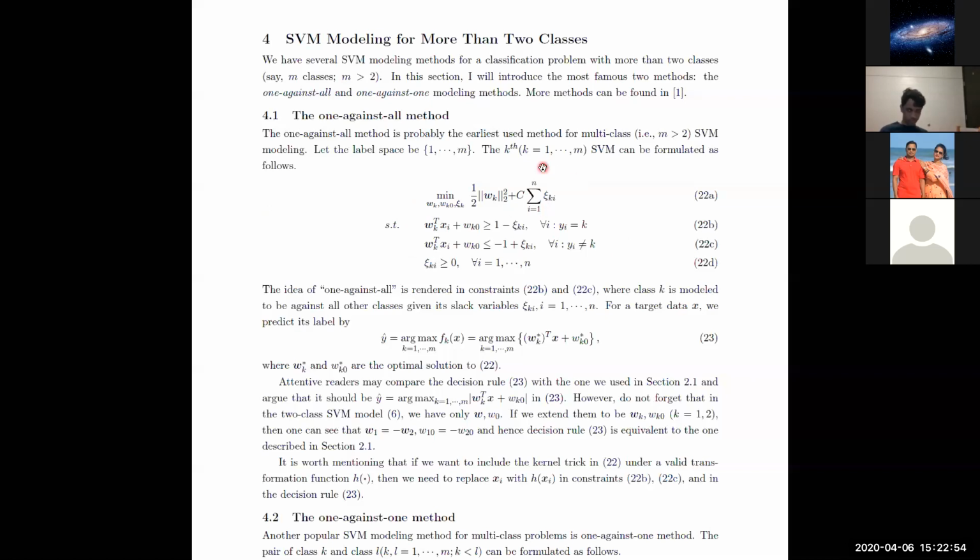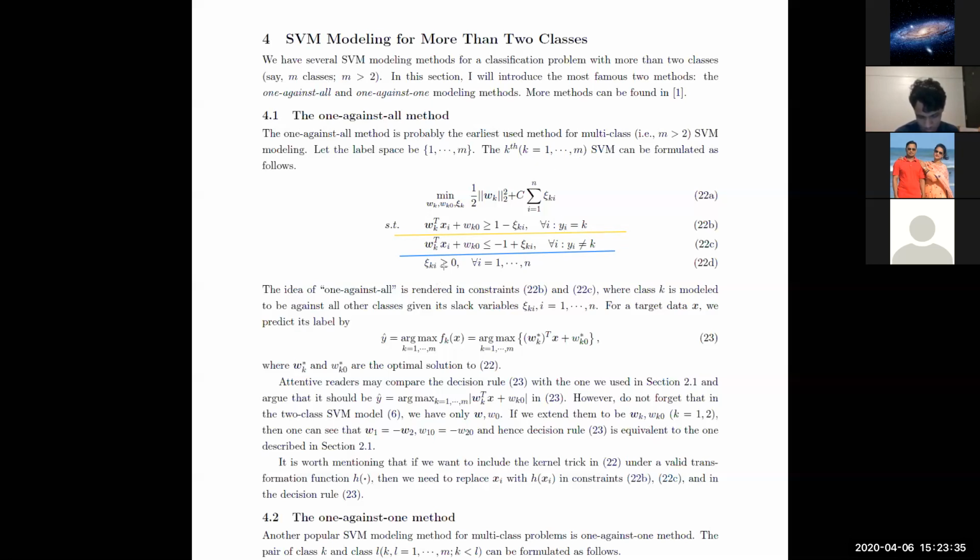How different? For each class, I have a specific SVM model. This constraint works for the data whose label is K. And this constraint, let me use another color, works for the data whose label is not K. You're going to solve all the models, M models, because I have M classes, not features, classes.